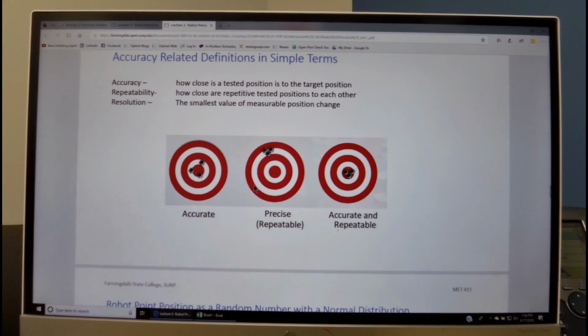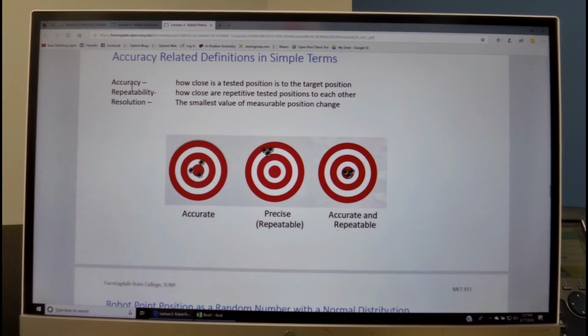When we talk about definitions of accuracy, repeatability, and resolution, this is a good way to illustrate that. We see here an example of an accurate system which is close to the bullseye. We see over here a repeatable or precise system where all the shots are very, very close to each other. And over here we see an ideal system which is both accurate and precise.